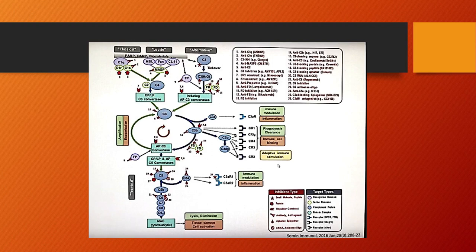And this is another recent slide from Seminars in Immunology 2016 that shows all the complement drugs that they're trying. Not all of them are for atypical HUS. They're for other parts of the complement system, but there might be combinations of drugs and others that will come out. And these are in clinical trials.